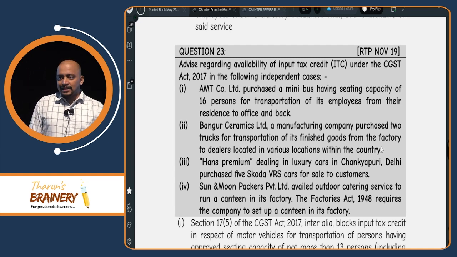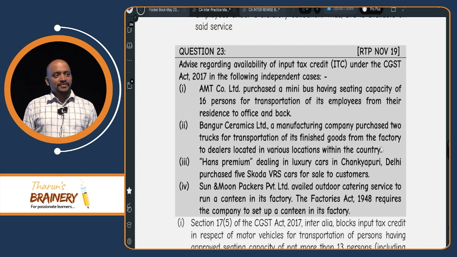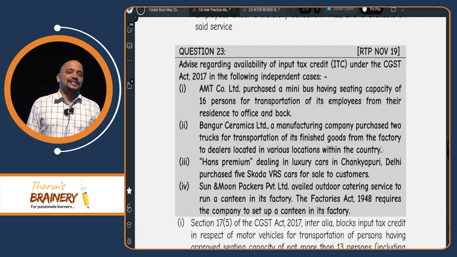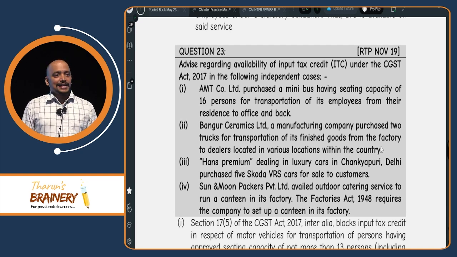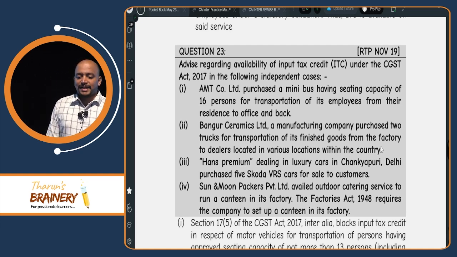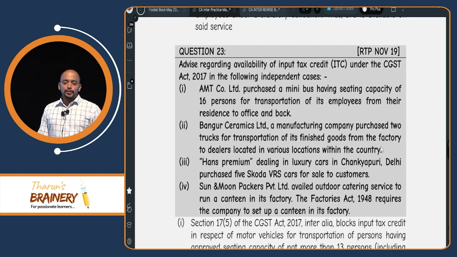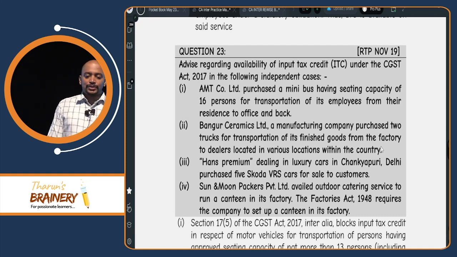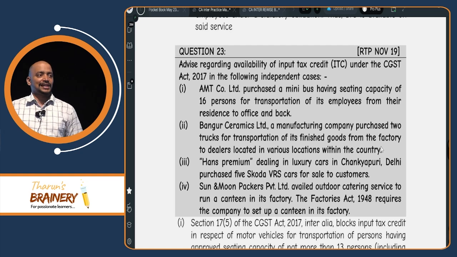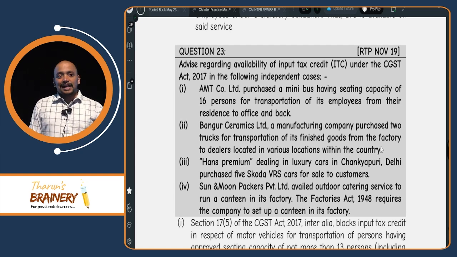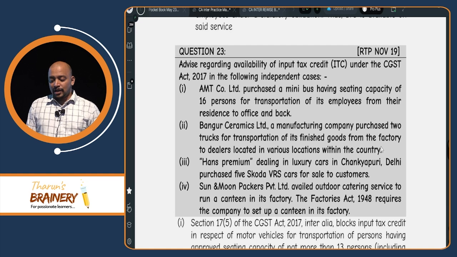Capacity exceeds 13, and it is a motor vehicle used for transportation of persons and capacity exceeds 13. ITC available because it is not a blocked credit. Bangur Ceramics Limited, a manufacturing company, purchased 2 trucks for transportation of finished goods from the factory to dealers located in various locations within the country. Truck is other motor vehicles and not a blocked credit, ITC available.